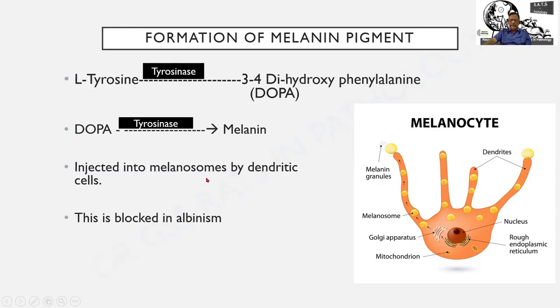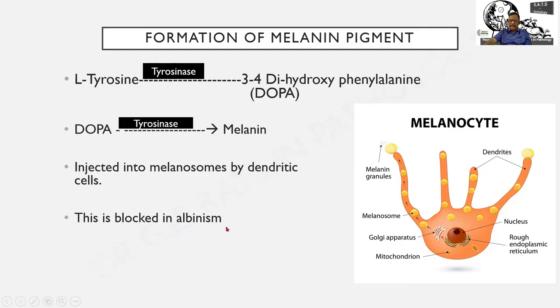And what happens is the melanin pigment is injected into the melanosomes by dendritic cells. What are the dendritic cells? These are cells which have long processes called the dendritic processes, and they are found in the dermis. They are neuroectodermal in origin or neurogenic in origin, and they produce the melanin pigment. This gets injected into the epidermal cells by means of these dendritic processes. And this injection will be blocked and the production of melanin is blocked in a disorder called albinism.